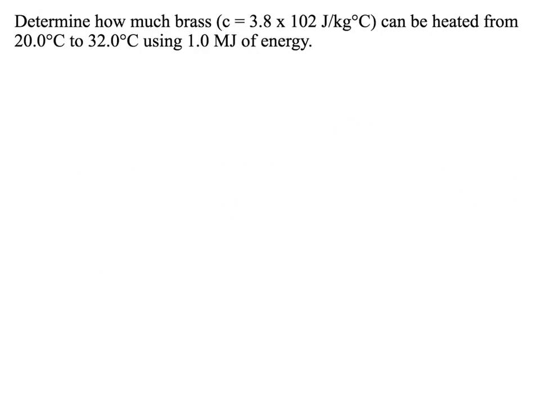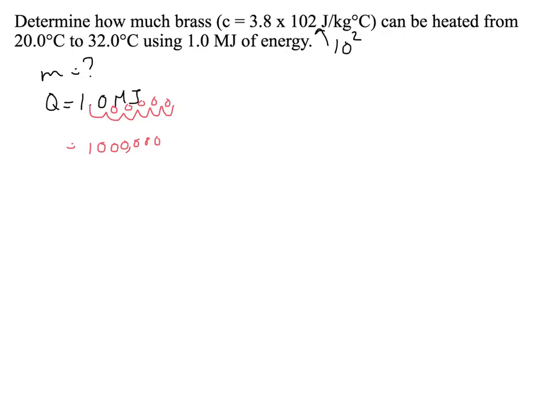Hey, one note please, again this should obviously be 10 to the power 2, not 102. So determine how much brass can be heated. So we're looking for mass. That's our question. Q, we are told, is 1.0 megajoules. When you do this, 1, 2, 3, 4, 5, 6, put our zeros in, we get 6 zeros. So 1,000,000 joules.